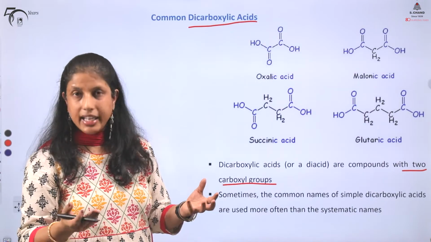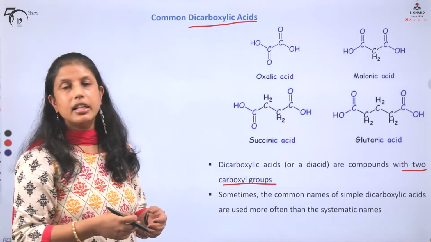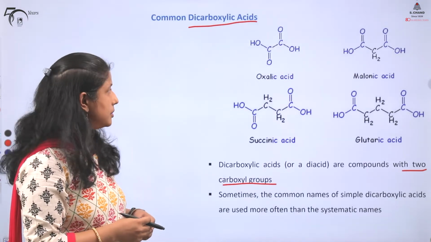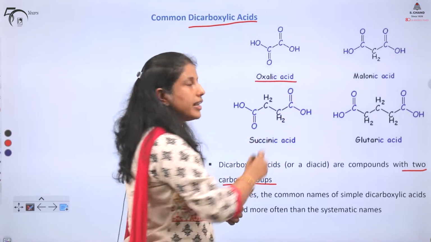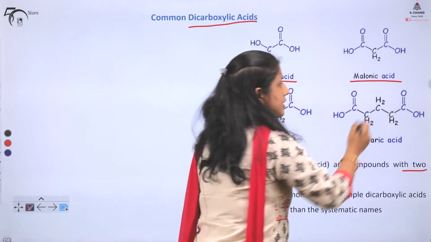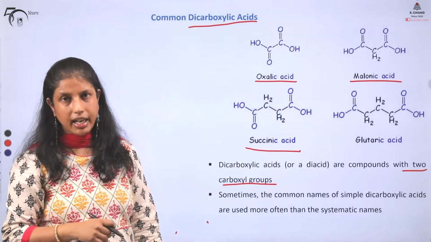Usually, they can be named in IUPAC nomenclature, but most commonly they are known by their trivial or common names. For example, here we have oxalic acid, succinic acid, malonic acid being some of the most common dicarboxylic acids.